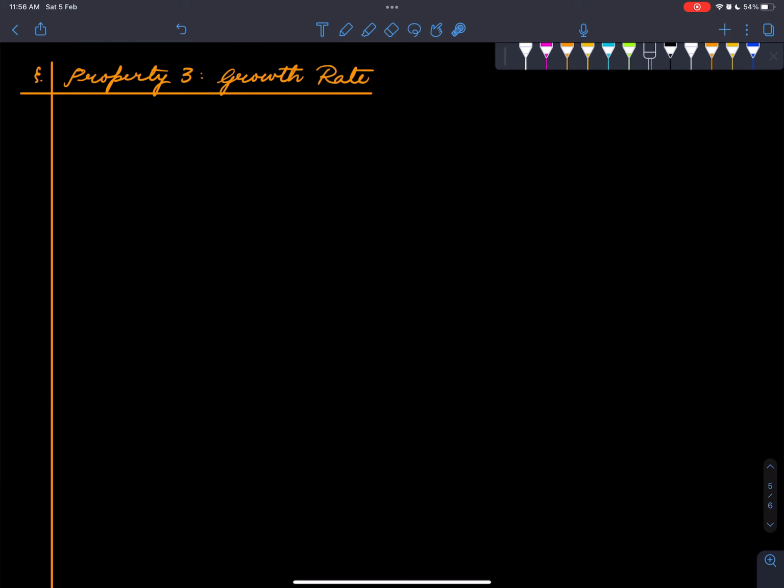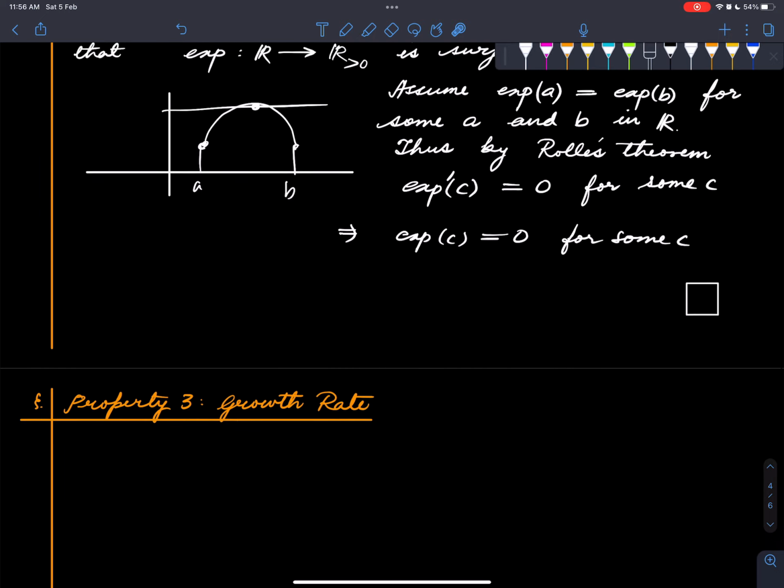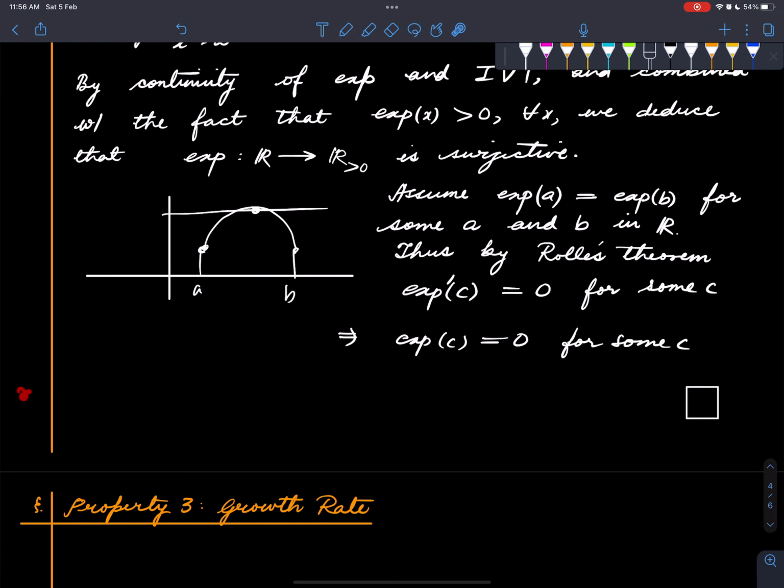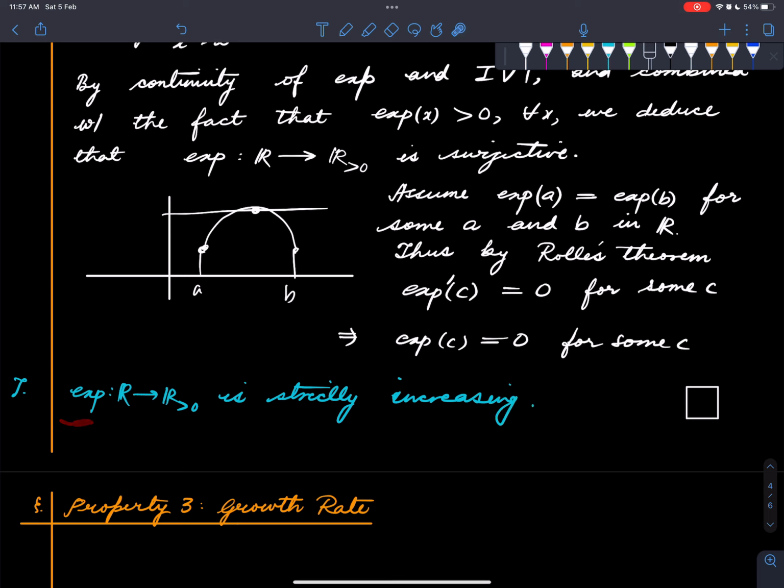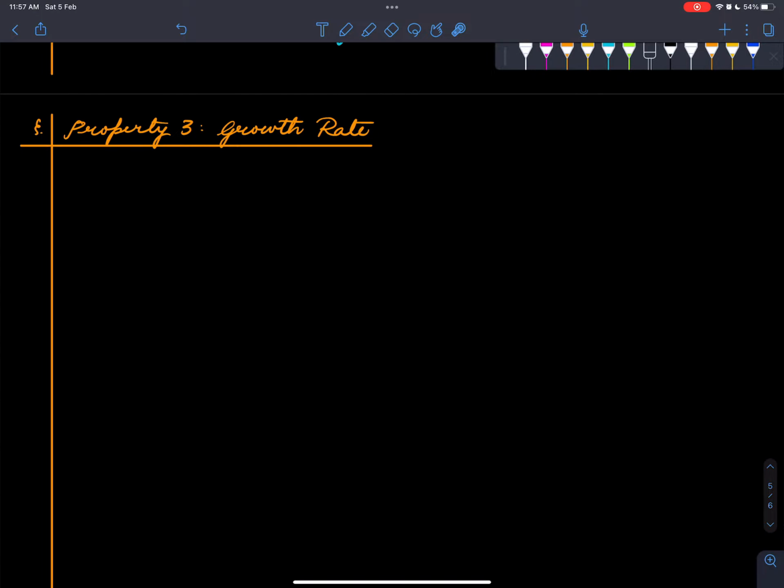Now the growth rate. And before I go to the growth rate, let me just state one simple fact. Let me state that as a theorem. This thing is strictly increasing. And this is very simple because its derivative is always positive. Why? Because its derivative is itself, and this function always takes positive values. So the derivative is always positive, and therefore it is strictly increasing. That's it.